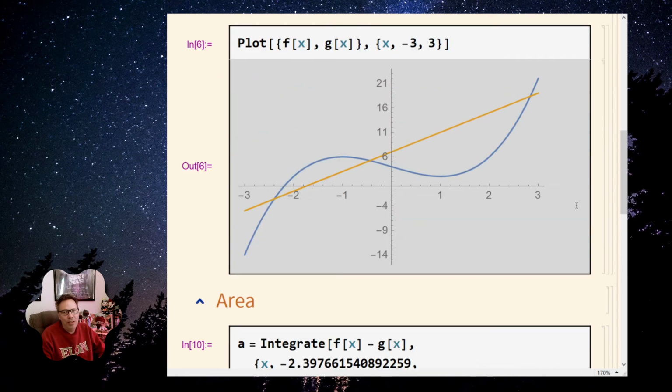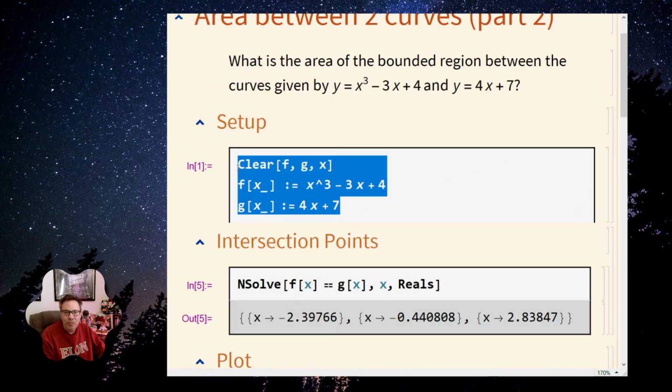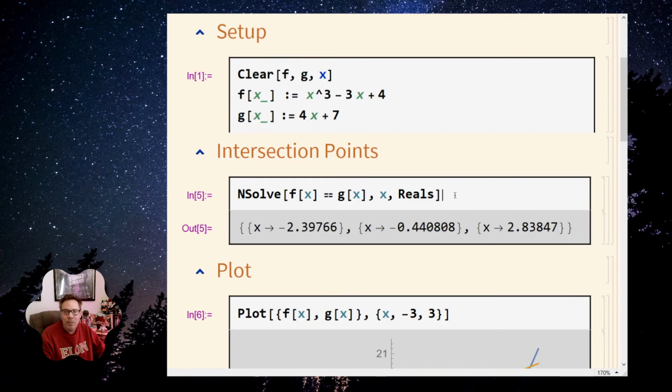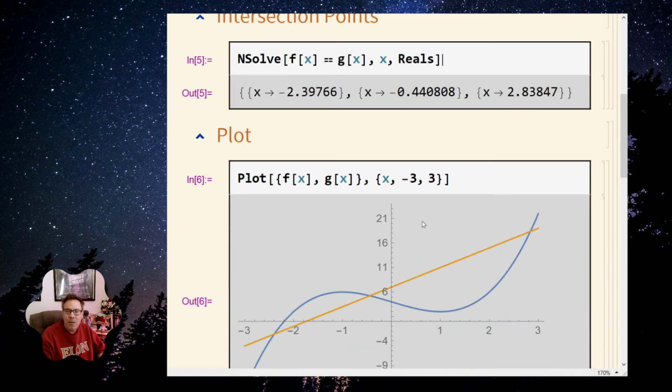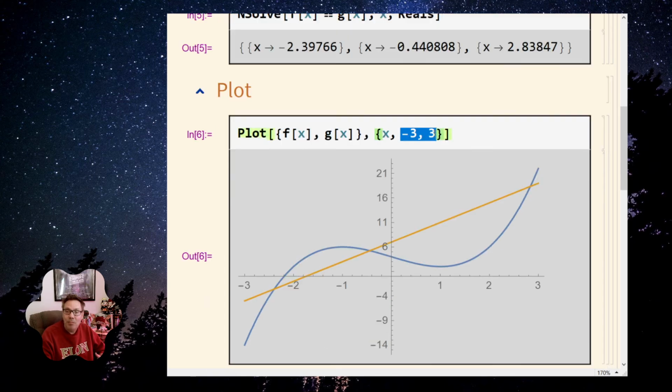So just a quick little recap again. I first enter in my functions. Don't forget the clear command. I'm going to use the solve command. Well, in this case, I use the nsolve command because the answers didn't look nice. I'm going to plot this so that my plotting range contains the 3 values, or however many intersection points we have, just so I get an idea of what the picture looks like. I have 2 regions, and I have to determine the top function and the bottom function, and make sure that I'm subtracting in the right way. The top minus the bottom, the big numbers minus the little numbers.